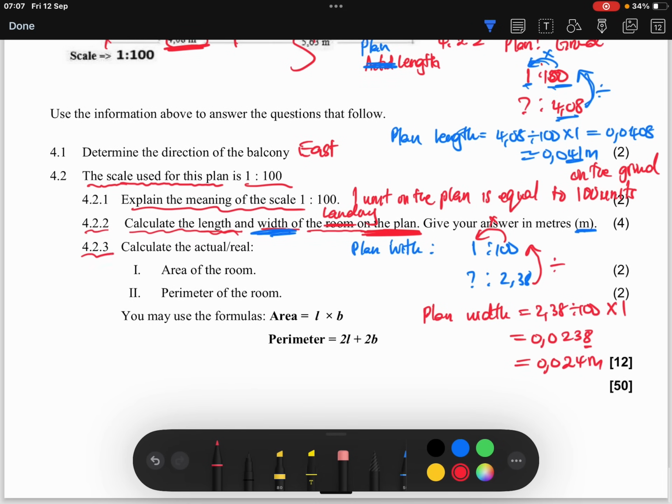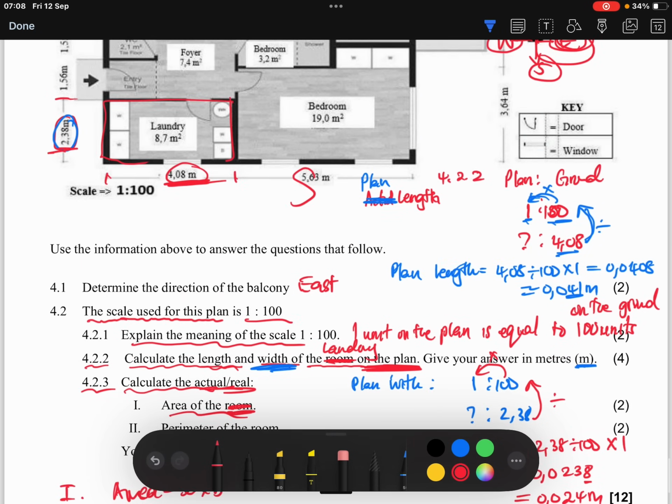Let's go to the last question. It says calculate the actual or real area. So we want the area of the room. Remember, we changed it, it's going to be a laundry. This is the laundry, the actual area of the laundry. Area of the laundry is length times breadth. What is the length? We're going to use these values, the real ones.